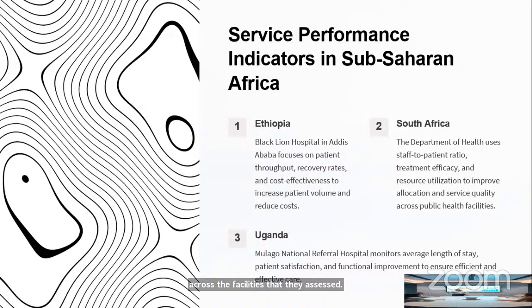So this is a service performance indicator. For instance, in African countries, we have a hospital in Ethiopia that focuses on patient throughput, recovery rate, as well as cost effectiveness for the purpose of increasing their volume of patients and reducing costs. Now, the Department of Health of the South African nation uses staff to patient ratio, treatment efficiency, as well as resource utilization to improve allocation as well as service quality across public health facilities.